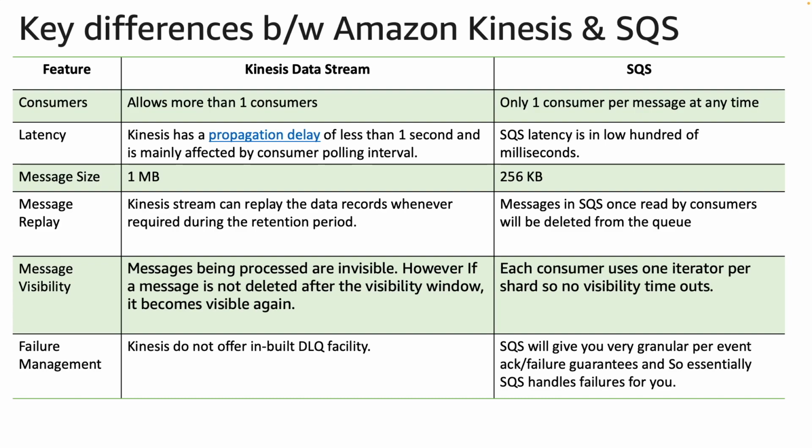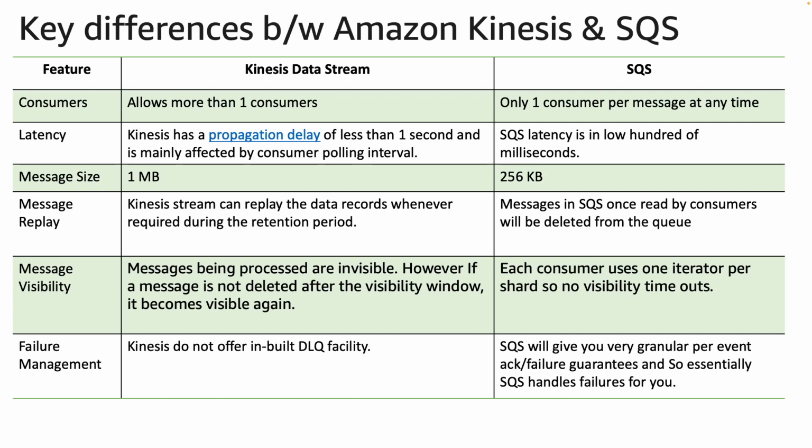Latency: Kinesis has a propagation delay of less than 1 second and is mainly affected by the consumer polling interval. SQS latency is low, in hundreds of milliseconds, but in some use cases, if you're using short polling, you can achieve less than 100 millisecond latency, if you optimize the data consumption and short polling and really need that kind of throughput. The message size in Kinesis data stream is 1 MB, the maximum size of a message you can have. In SQS, you can have a message of 256 kilobytes.